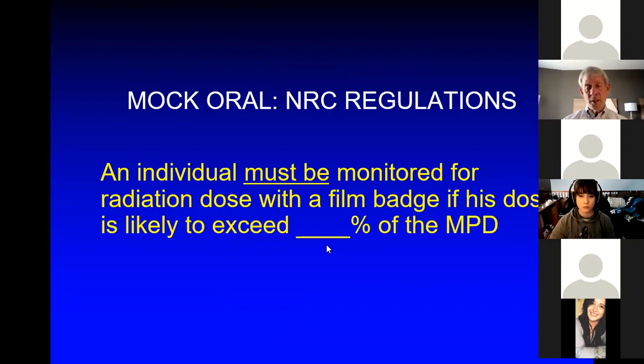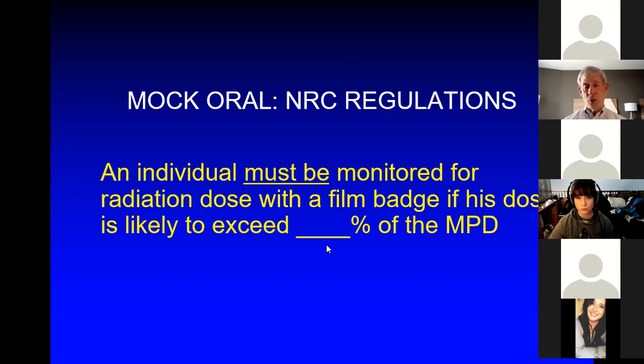Now, here's another one of those questions with a percent on it. And in a moment, I'm going to give you a rule that will solve a lot of your problems. An individual must be monitored for radiation dose with a film badge if it's likely that he's going to pick up what percent of the MPD. Remember, the MPD is 5,000 per year, whole body.